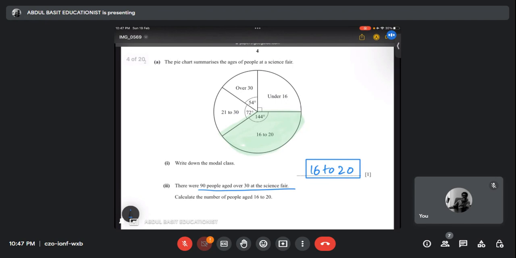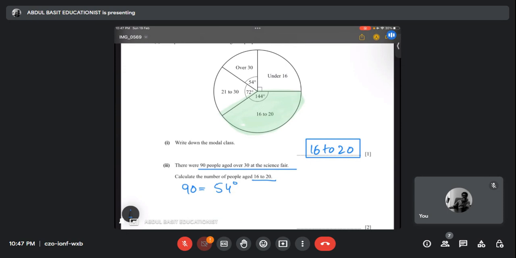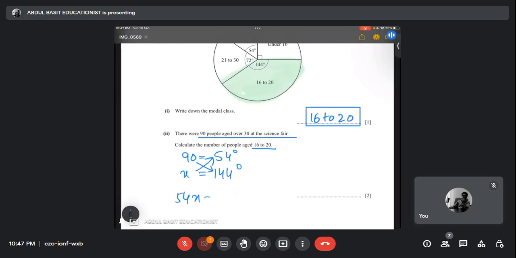There were 90 people who age over 30. So over 30 are 54 degrees. Calculate the number of people aged between 16 to 20. Okay, so 16 to 20, they are 144 degrees. I don't know the people, so cross multiply. So 54x is equal to 90 times 144. Divide by 54 on both sides. So can you please tell me what is the answer? 90 multiplied by 144, divide by 54. 240. I got 240 as an answer.